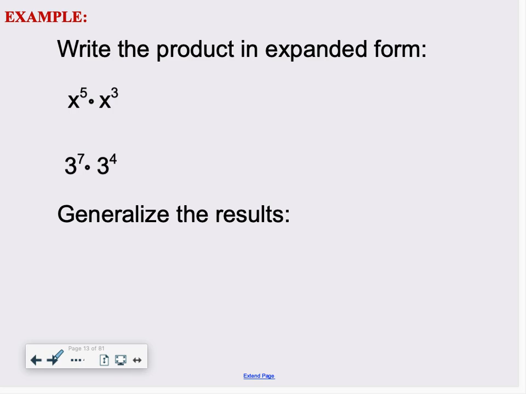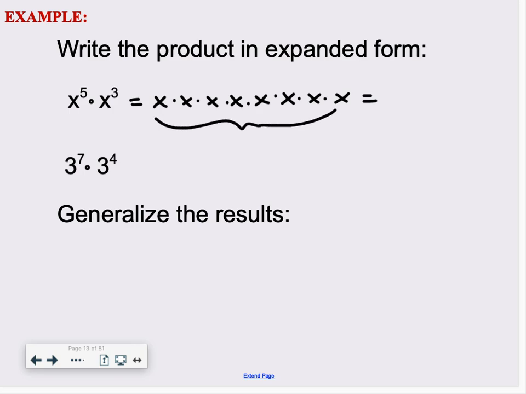So if I said take x to the 5th times x to the 3rd, if you expanded that, x to the 5th means multiply it times itself 5 times, right? So if I expanded that, x to the 5th would be x times x times x times x times x times x to the 3rd, which would be 3 more. Well, how many x's do you have altogether? So if you add all of those together, you have 8 of them. So this is equivalent to x to the 8th.